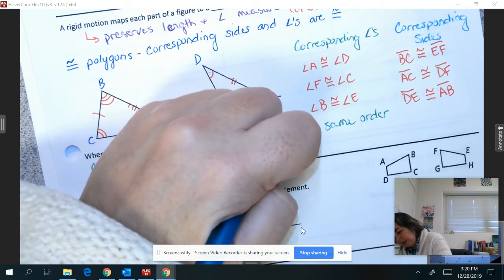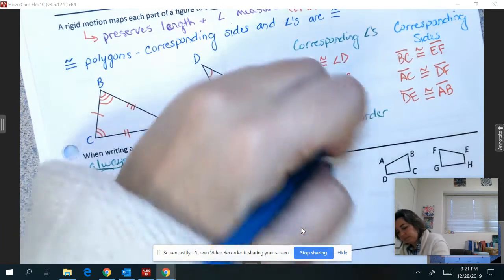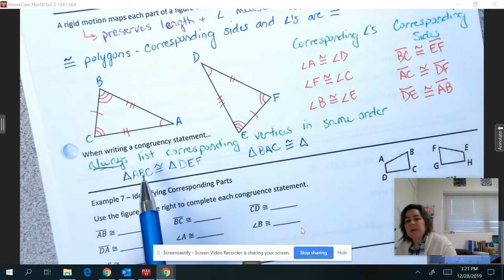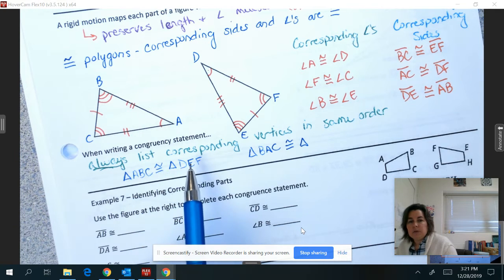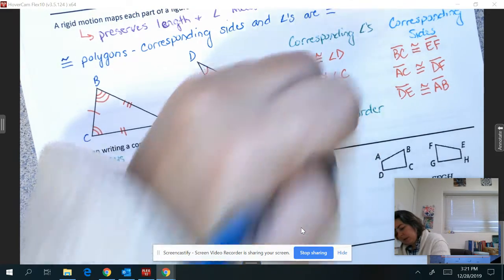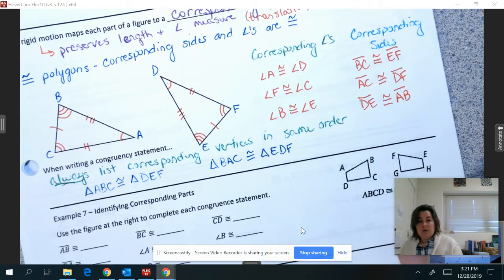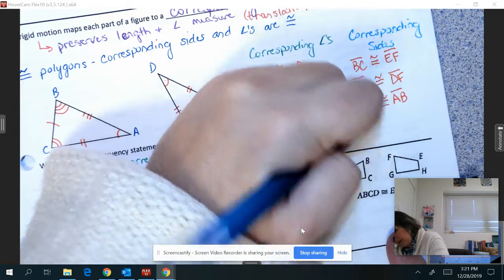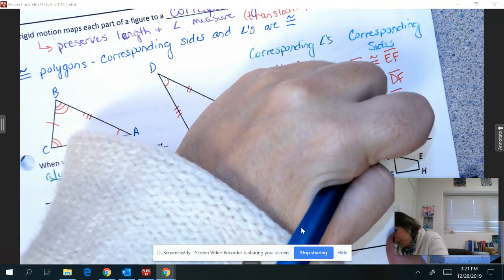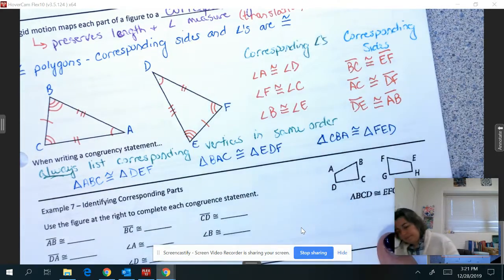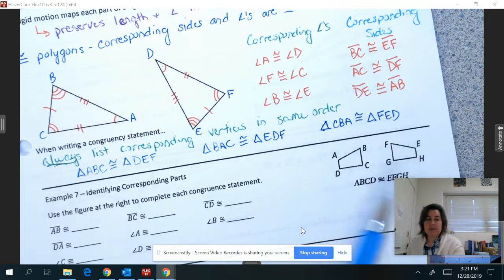I could have said triangle BAC, and that would change the order. You'll notice I went second letter, first letter, third. So I'm going to go second, first, third again, so it'll be EDF. There are multiple correct answers. You could take both of these and make them backwards. CBA will go with triangle FED. So there are actually 6 correct answers, different ways to write it.